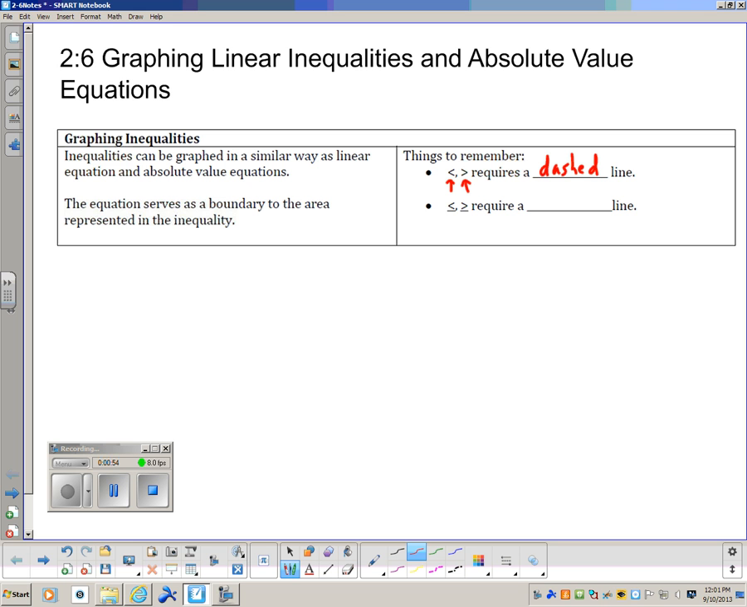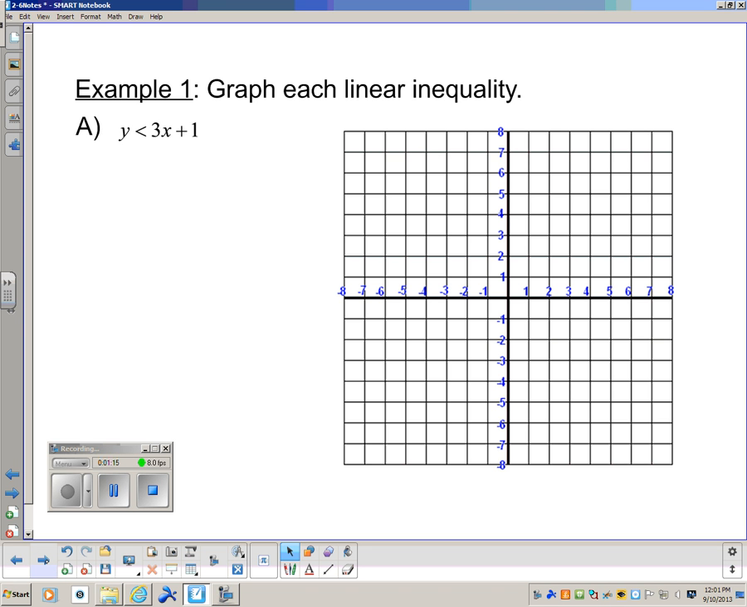And then the next symbol here is the less than or equal to or the greater than or equal to. So now we're talking about these two signs right there, and they require a solid line. So fill those in on your 2.6 notes there. So let's go on and let's look at some examples now. Example 1 says graph each linear inequality.